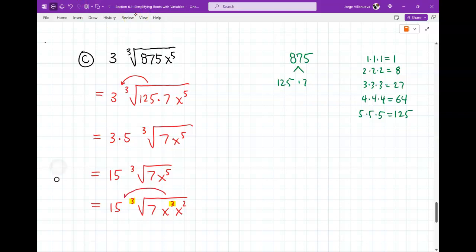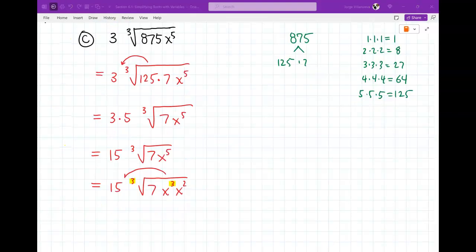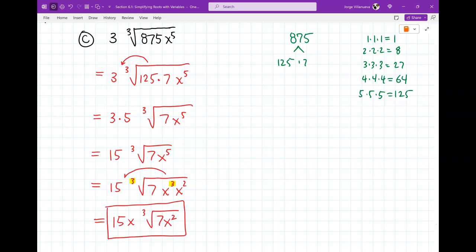So we get, if we take out the x cubed, a 15x cubed root of 7x squared, and that's it for that. Right, we're going to do one more just to get you guys practice on it, because that's all your homework is, just doing stuff like this.